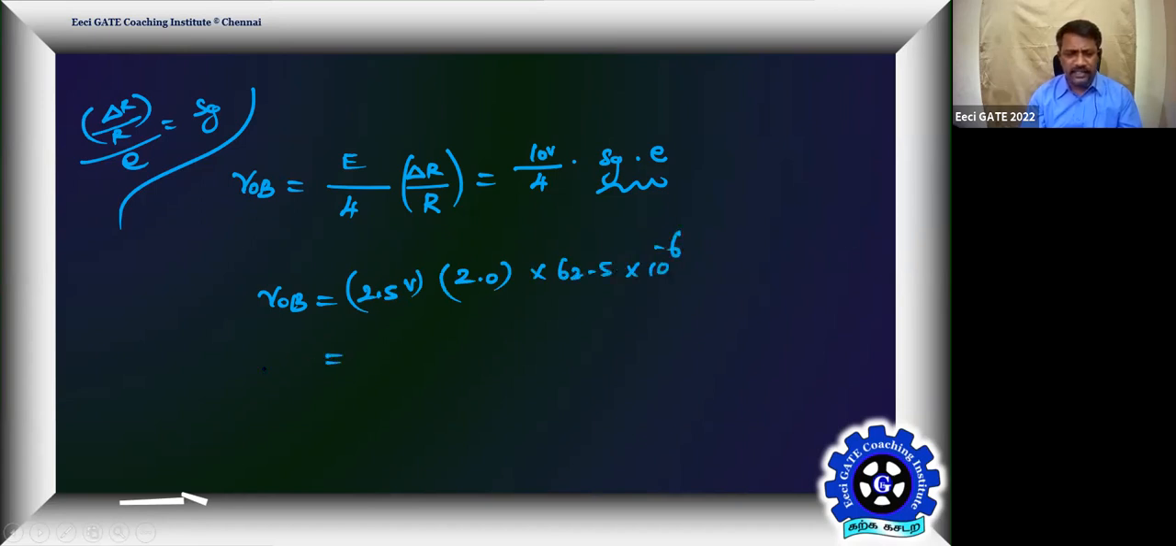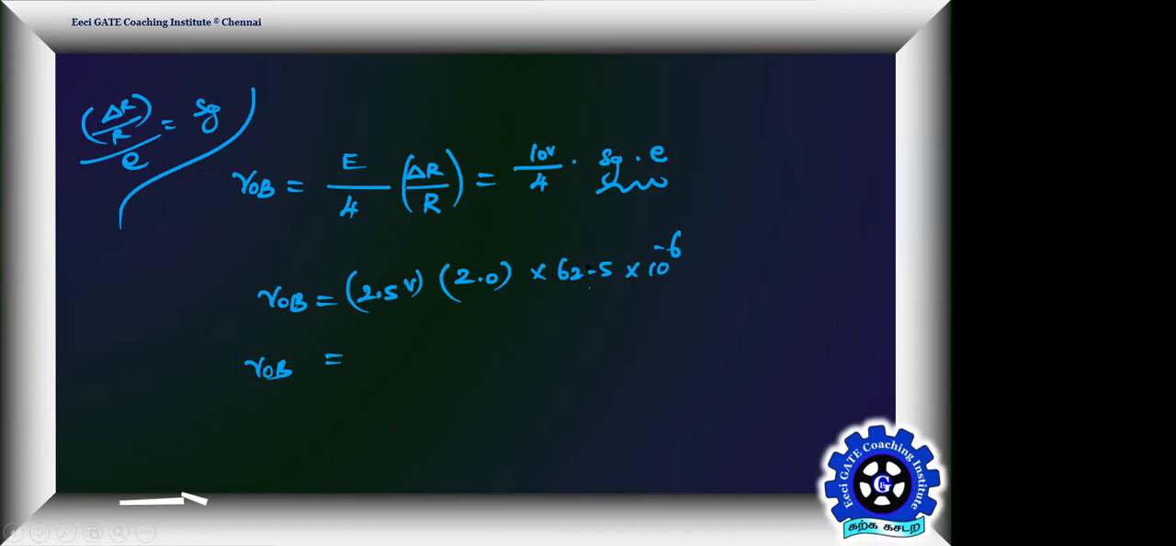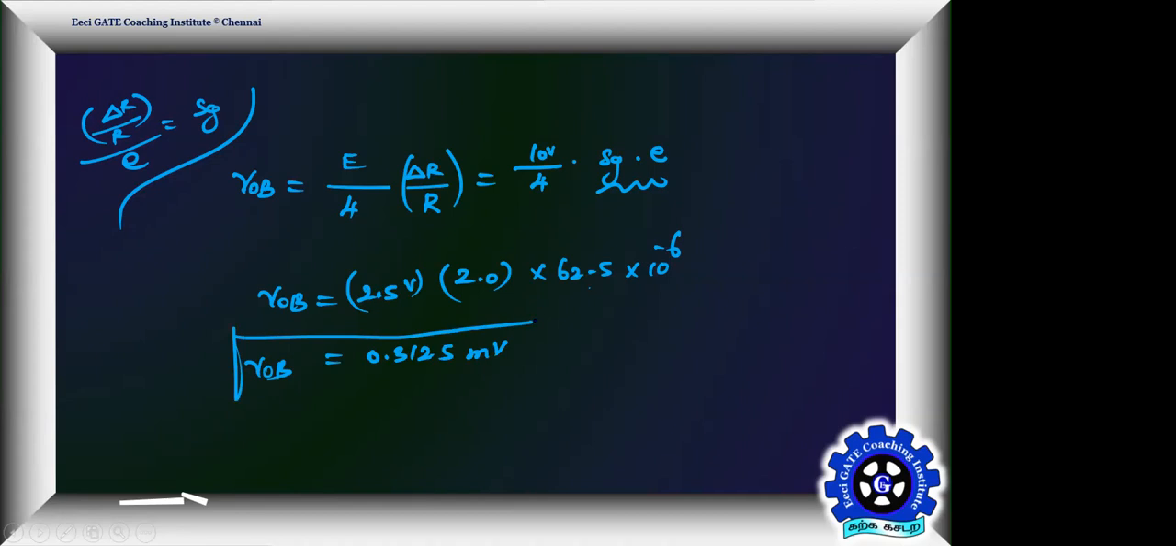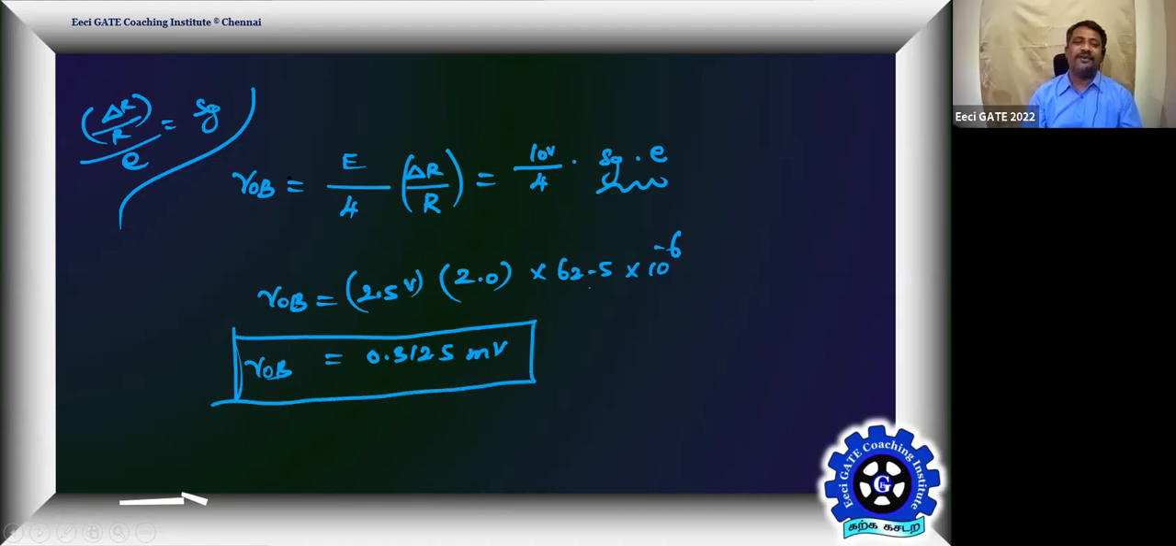Now tell me what is the result in milli? 2.5 into 2 is 5. 5 into 62.5 gives 0.3125, sir. Exactly the same number. Yes, sir. And prove this. So prove how the bridge is. This is called a quarter bridge.